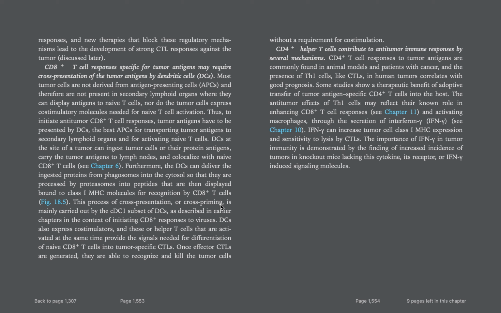Interferon gamma can increase tumor cell class 1 MHC expression and sensitivity to lysis by cytotoxic T lymphocytes. The importance of interferon gamma in tumor immunity is demonstrated by the finding of increased incidence of tumors in knockout mice lacking this cytokine, its receptor, or interferon gamma-inducing signaling molecules.